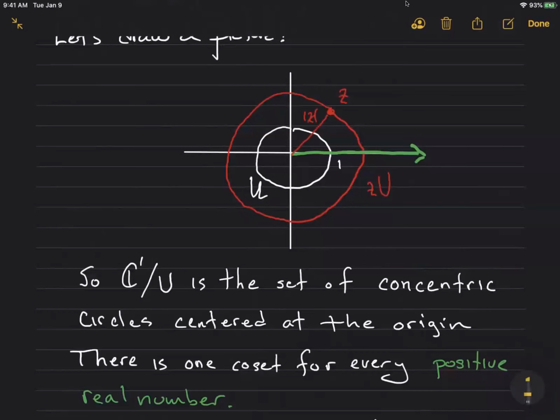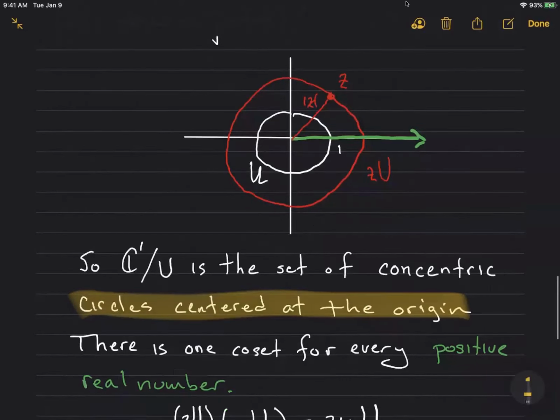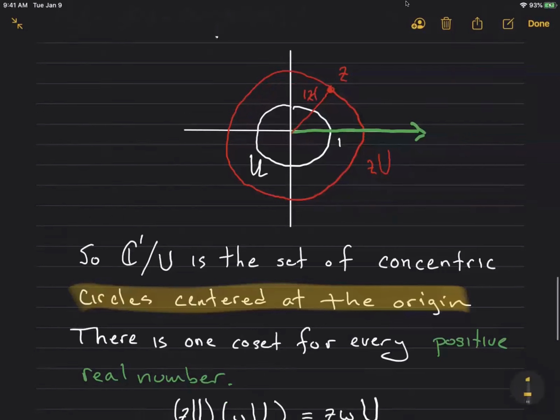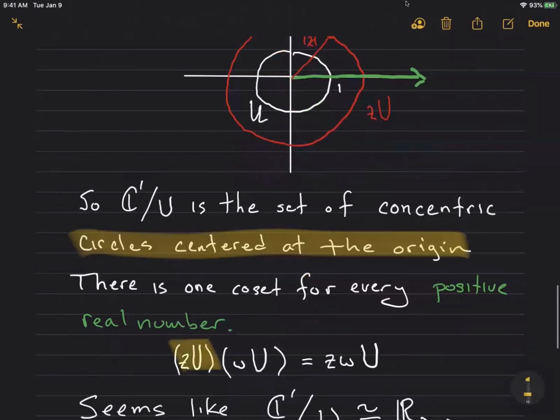All right. So this set of cosets, I know what it is. It's just a set of concentric circles centered at the origin. There's exactly one of those cosets for every positive real number. I highlighted the positive real axis in green in the picture there, and what I'm saying is that every single coset has exactly one representative on that green ray. So the set of cosets is kind of in correspondence with the set of points in that green ray. And not only that, the way we multiply cosets, we just multiply the representatives.